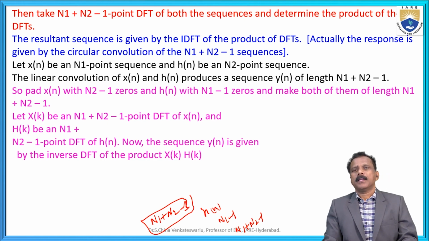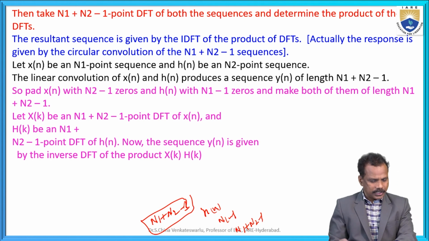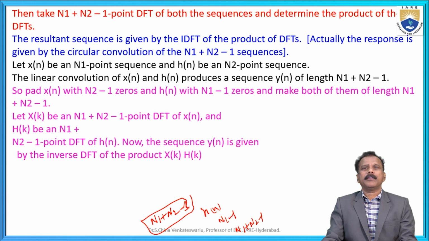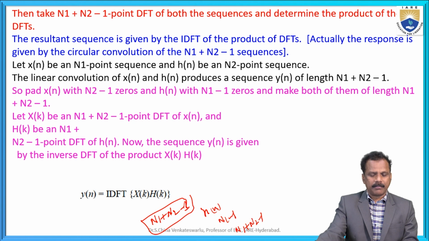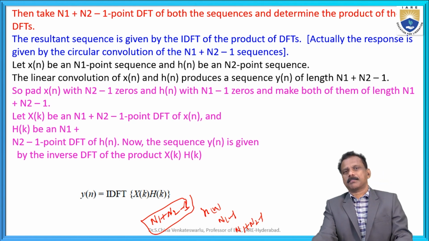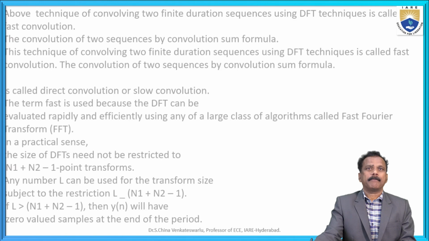Now the sequence y of n is given by the inverse discrete Fourier transform of the product x of k into h of k. So y of n is equal to that output response. Y of n is equal to the inverse discrete Fourier transform of x of k into h of k.